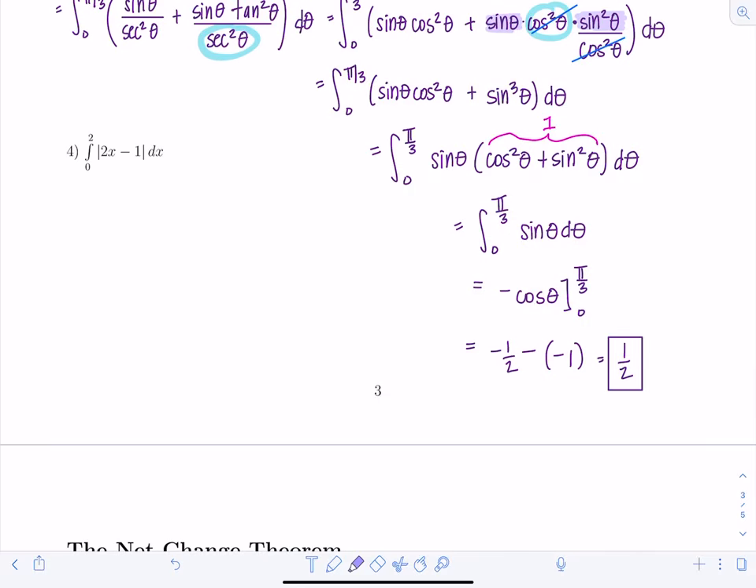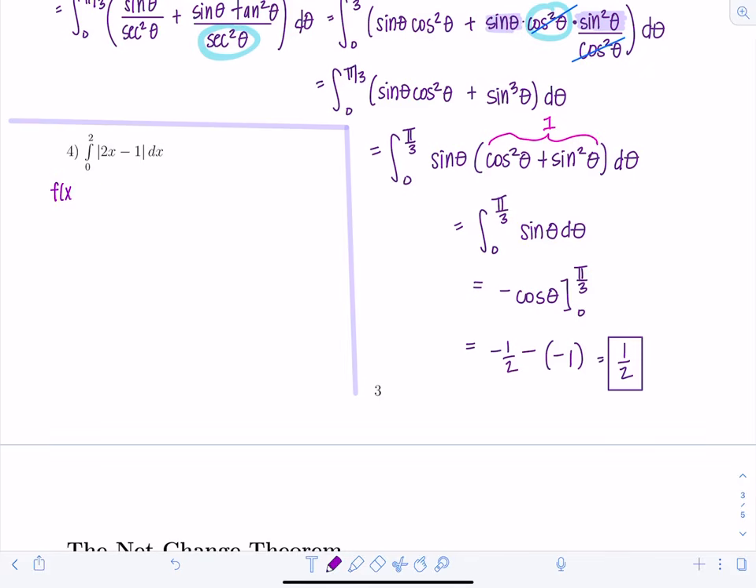Okay, next example, we have the integral from 0 to 2 of the absolute value of 2x minus 1. Now, the majority of the time, when you run into absolute value functions as a calculus student, you need to rewrite it piecewise. And if you're a little rusty on that, I have a video on the calculus playlist just on how to rewrite absolute value functions piecewise, so check it out.